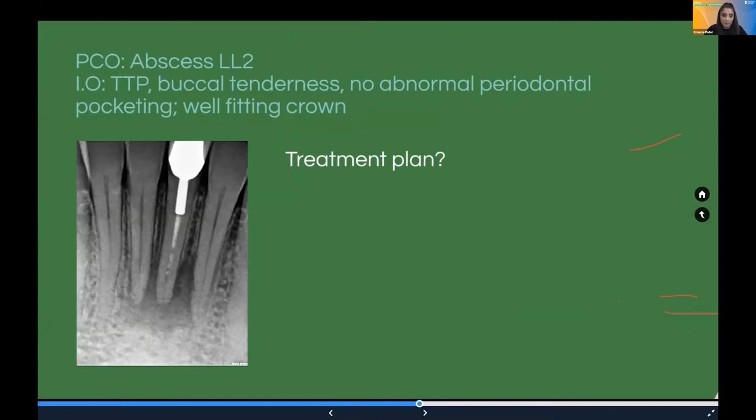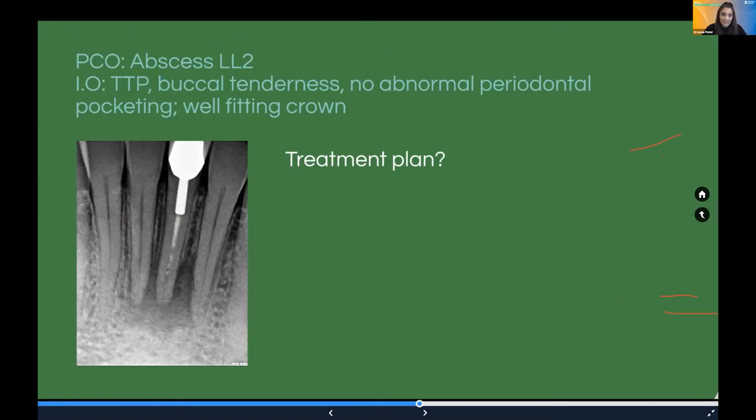So if we have a look at this case together, this was a patient that was referred for the management of the lower left 2. It was tender to percussion, tender with buccal palpation. There was no abnormal periodontal pocketing, and the crown was fitting quite well. So we have a decision to make. Should we do root canal retreatment or should we do endodontic surgery?